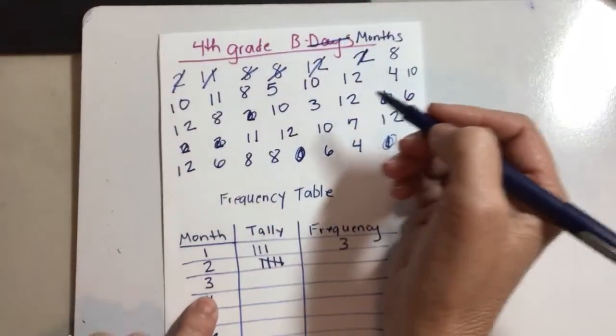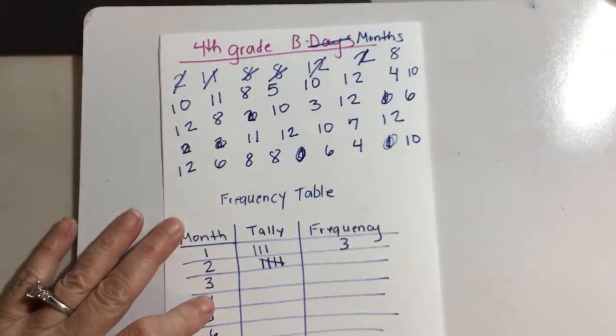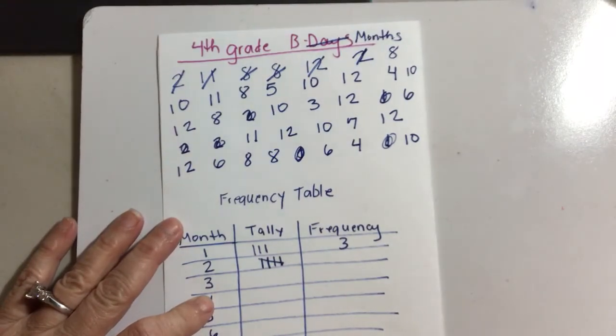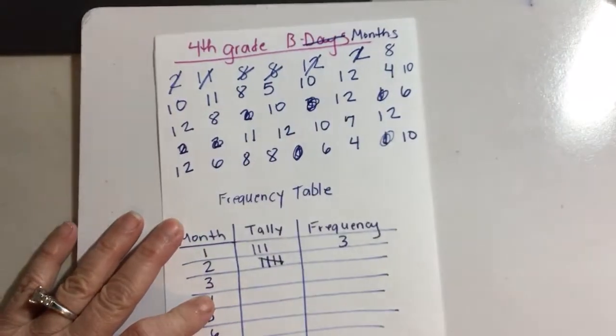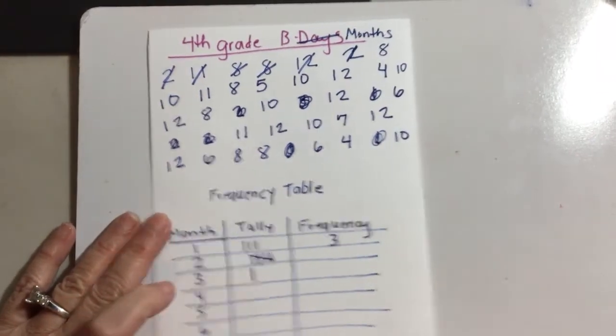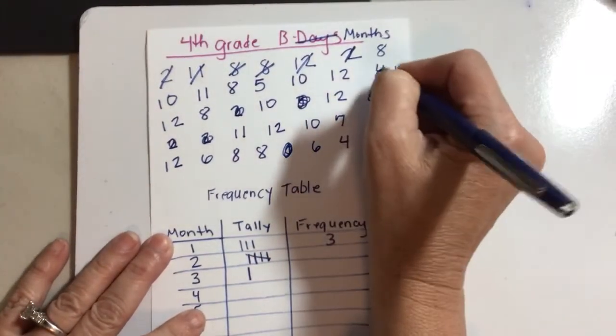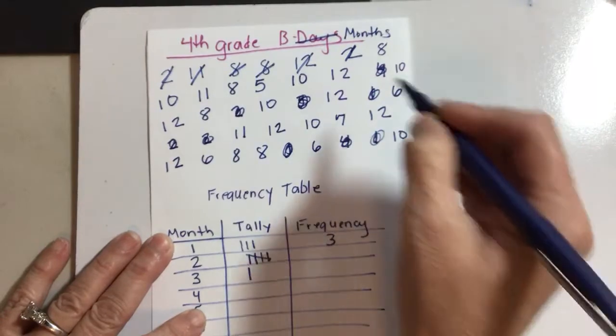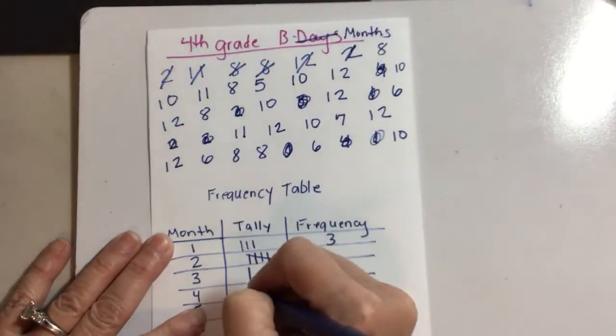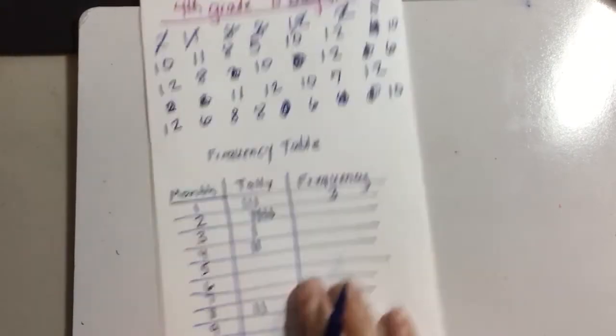Now I'm going to try to do the 3s. Well, I don't see any 3s. Oh, there's just 1 3 right there. That's mine. And then I'm going to try the 4s. Let's see, there's 1, 2. 2 is all I see right now. So I can do it that way, or like I said, I can do it like this.